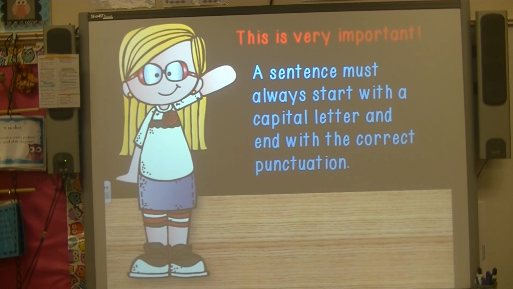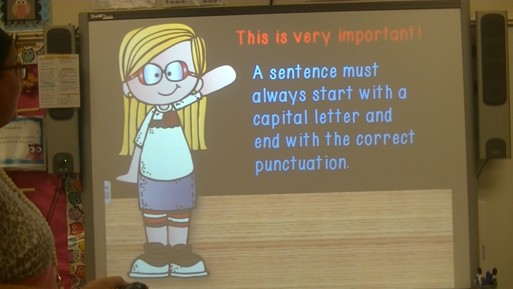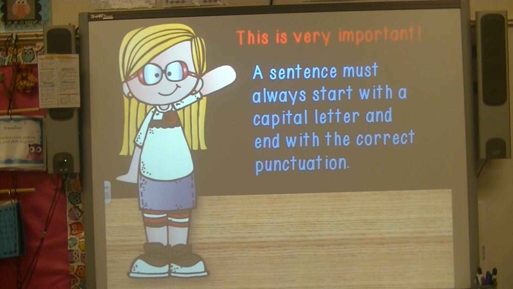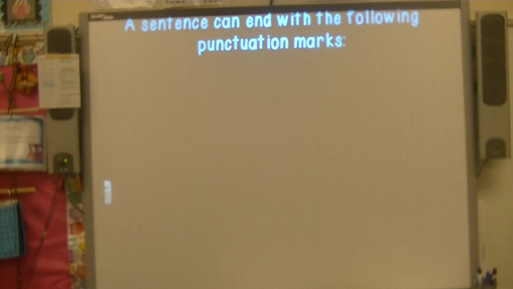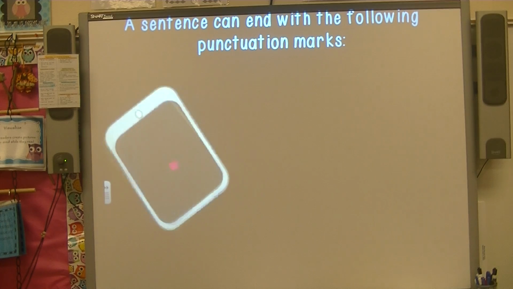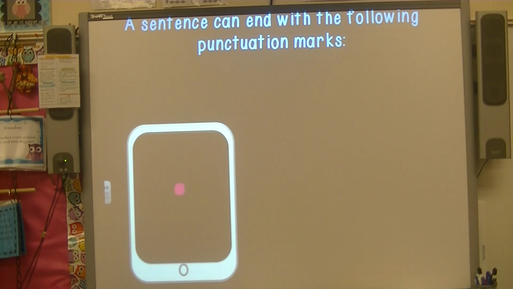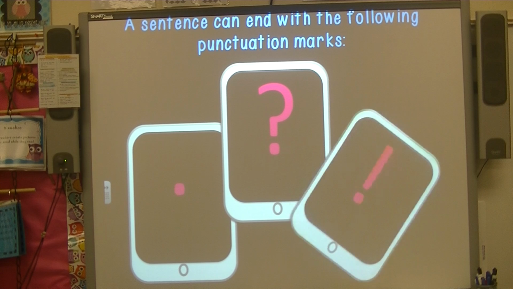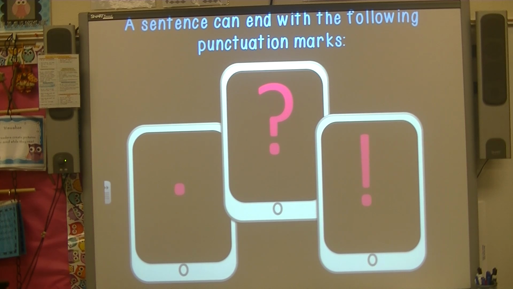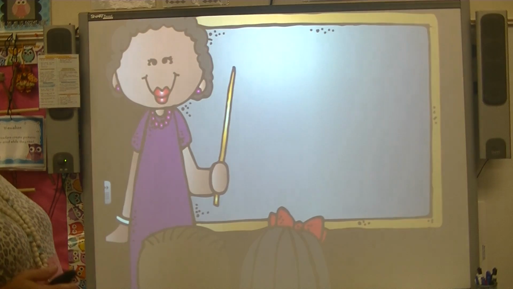Now this is very important. Remember, a sentence always begins with what kind of letter, boys and girls? A capital letter. And we end with punctuation or end mark at the end. That's right. Remember, we can have a period or question mark or an exclamation mark. That's right.